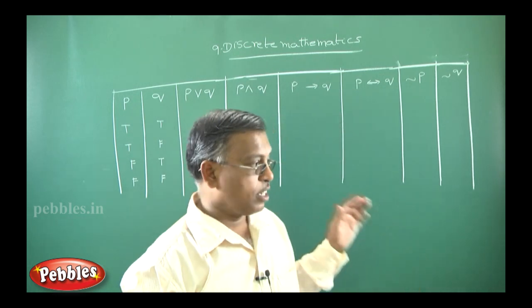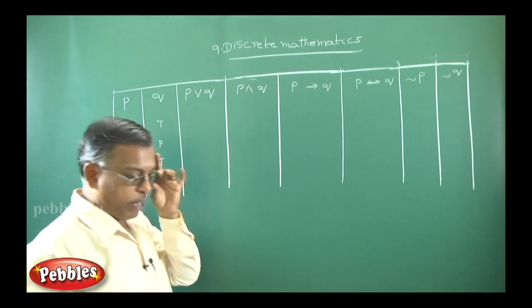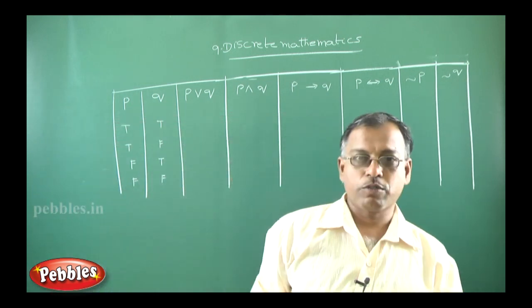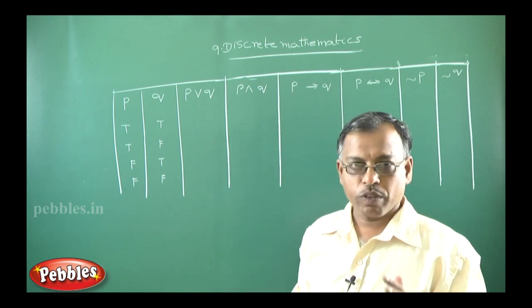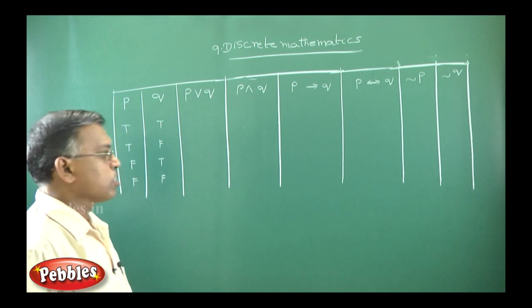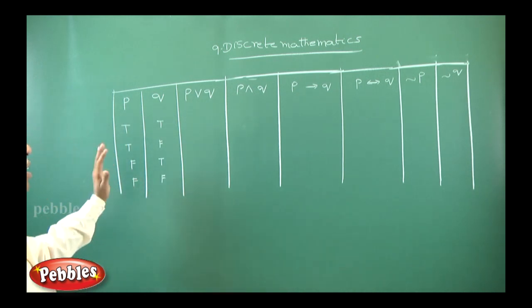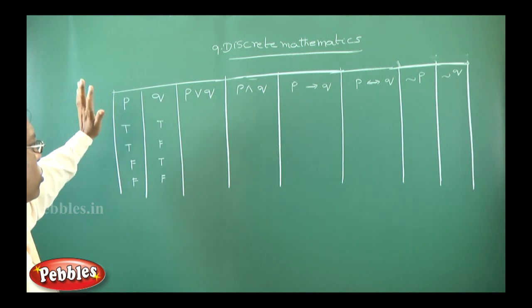Okay, now we will start the 9th chapter, Discrete Mathematics. In Discrete Mathematics, there are 4 kinds of truth tables. That is P or Q, P and Q, P implies Q, P double implies Q. So, this is the first model, 6 mark first model.